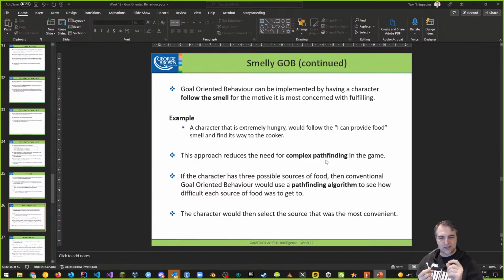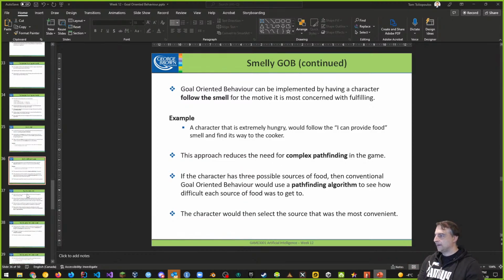for us to satisfy that goal based on the smell that's coming from a certain location, a source of the resource, if you will, compared to another one. Okay, so that kind of thing. And then the character would then select the source that was the most convenient, which would be like the easiest to get to and the quickest for it to satisfy its goals. So that's smelly goal-oriented behavior, a different approach. Okay, interesting.